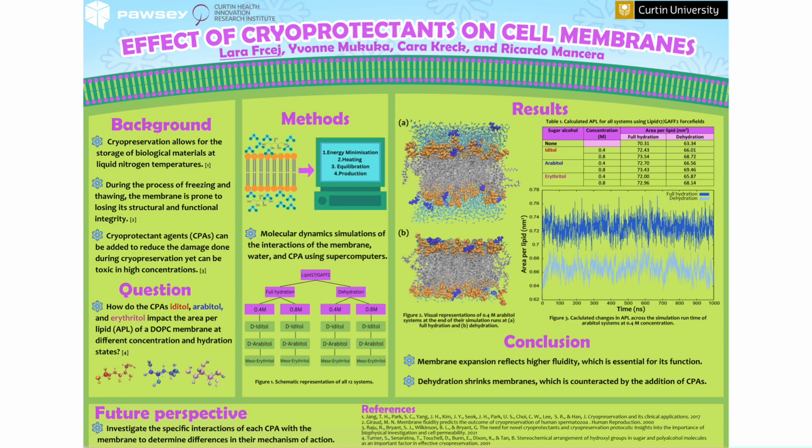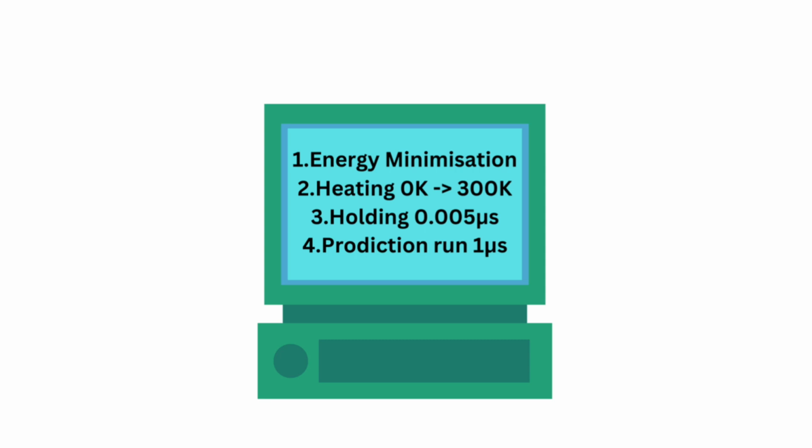Running simulations like these on a computer like my own or yours would take months, while supercomputers allow us to run these in a matter of days. We first run energy minimization and the molecules fall into their preferred energy levels. We then run heating from 0 to 300 Kelvin and then let these systems reach equilibrium. Then we can finally run the production step, which is what allows us to produce our experimental data.